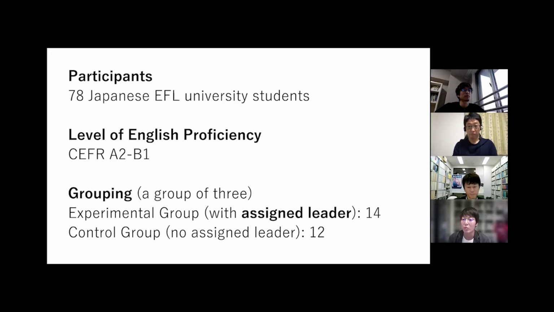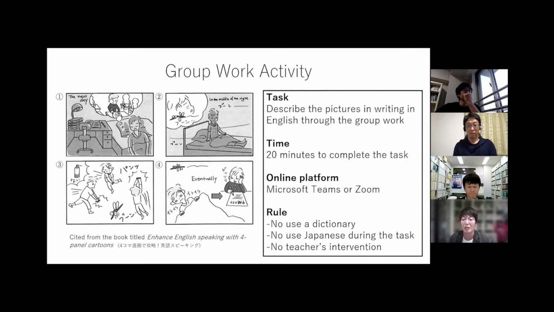All the learner groups in the experimental group have assigned leaders, and they were chosen before the task based on the level of English learning motivation, English proficiency, and the level of preference for pair work. So the experimental group has 14 assigned leader groups. Also, there are 12 learner groups as a control group, which doesn't have leaders. And this control group carried out the task without any specific instructions.